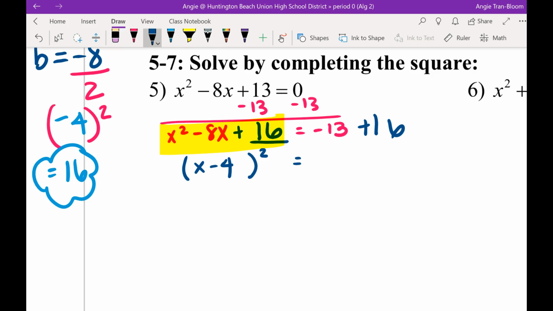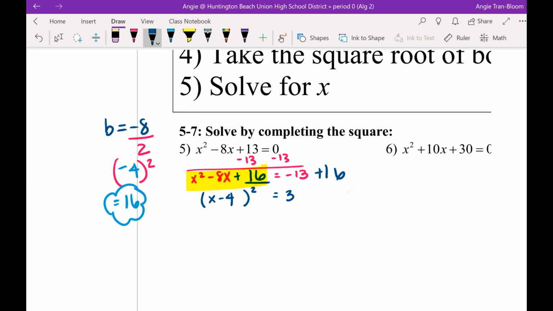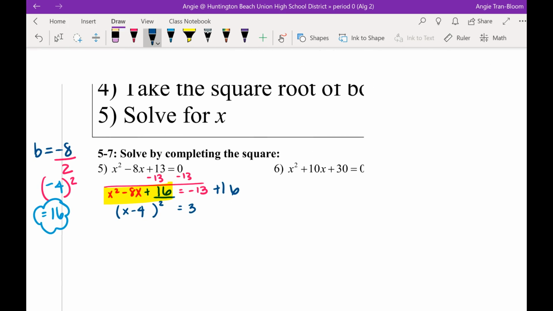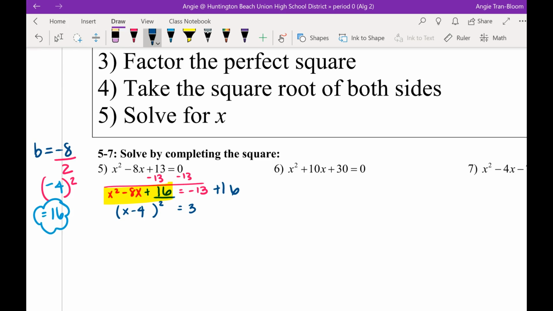On the right side, it's no longer 0 because we're not using the zero product property. On the right side, what does this equal to? Shelby? 3. Any questions so far? Now, have we done that already from the previous examples? How do you solve for x from here? What would you do next? Square root. Okay, so go ahead and try, and then let me know what your final answers are.